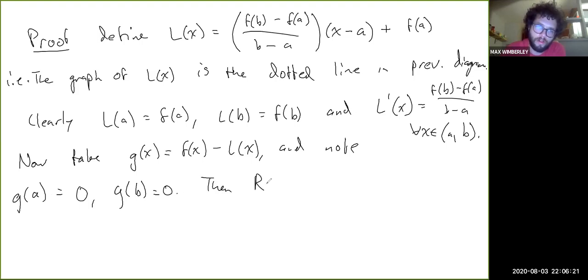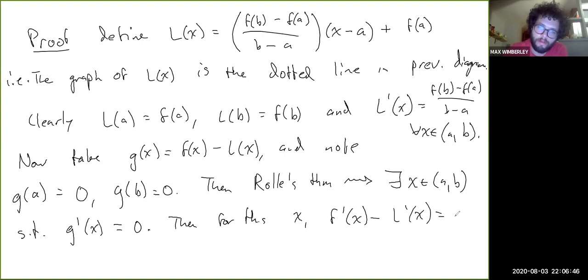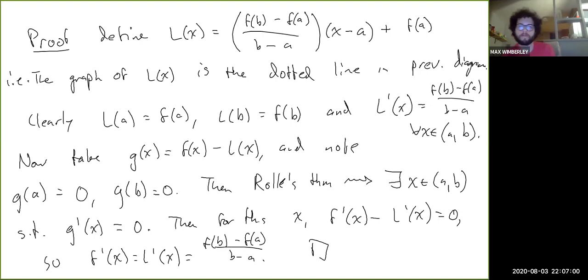Then Rolle's theorem tells us that there exists an x in (a, b) such that g prime of x equals 0. But then for this x, f prime of x minus L prime of x equals 0. So f prime of x equals L prime of x, which equals f of b minus f of a over b minus a. So that completes the proof, right?